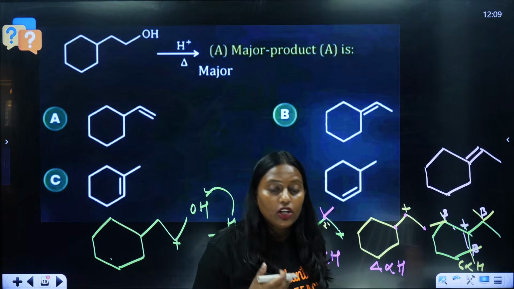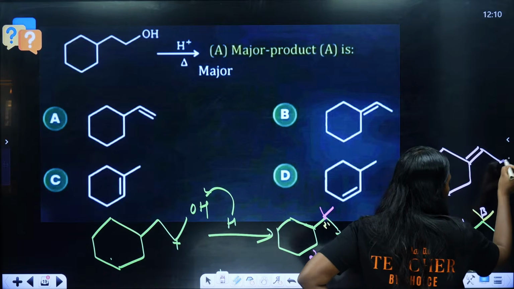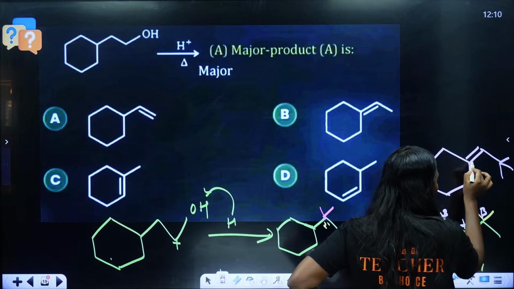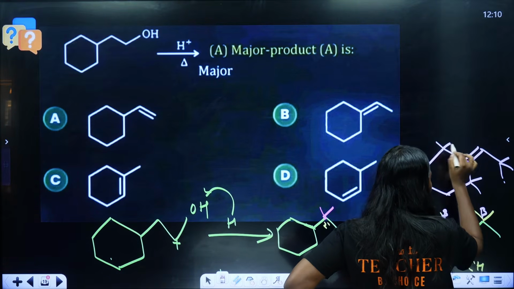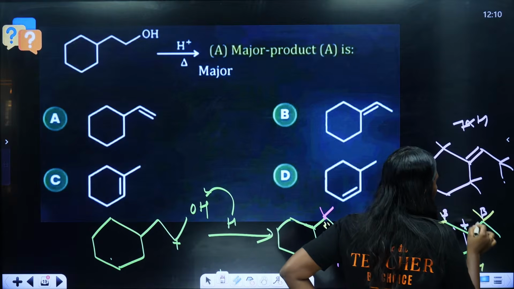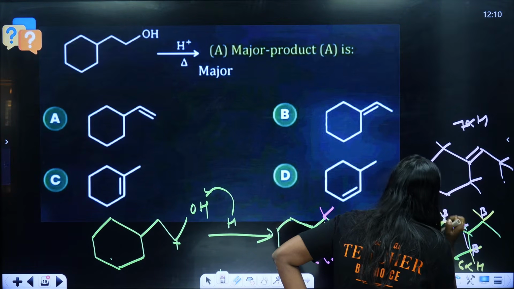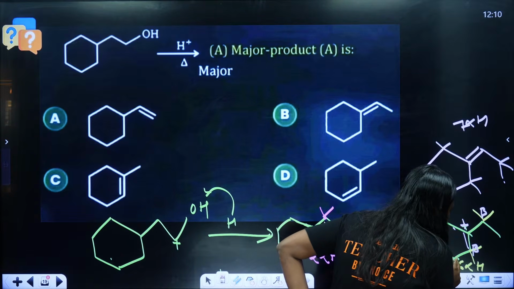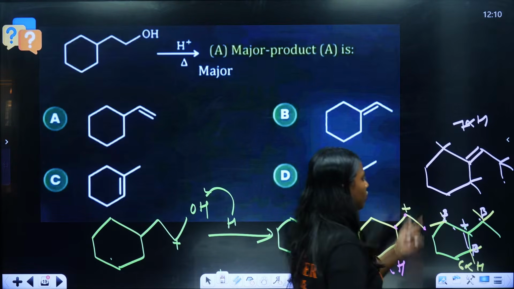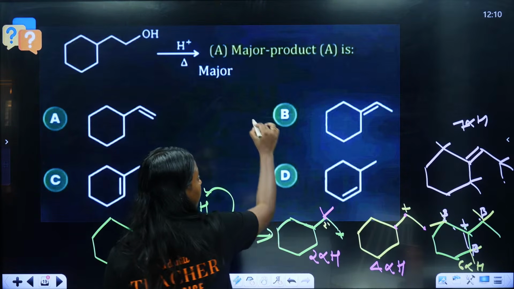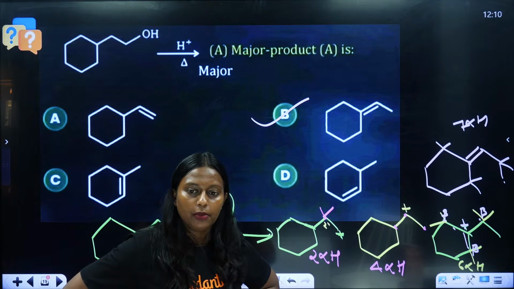Again, you should calculate the number of alpha hydrogens. Here it is 3, and from this one 1 2, and here also it is 1 2. So 1 2 3 4 5 6 7 alpha hydrogens are there. And if the double bond comes here, this is one carbon, so 1 2 3 4, 3 4 5 6. Only 5 or 6 will come, so less. So this is more stable. B is the answer.